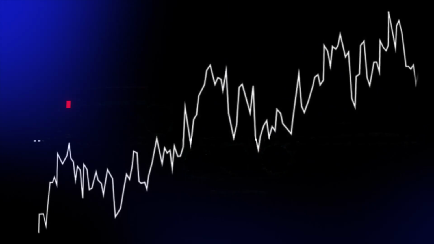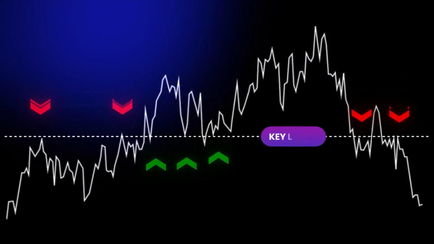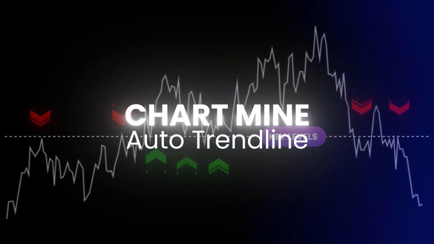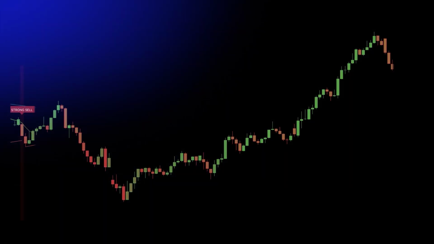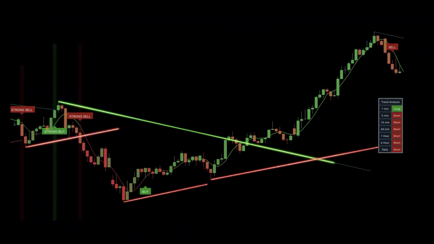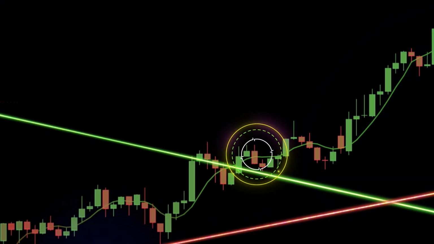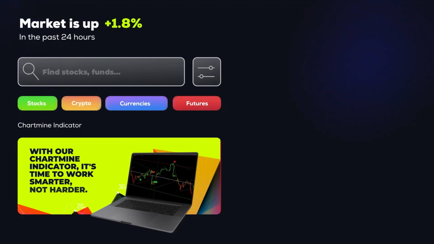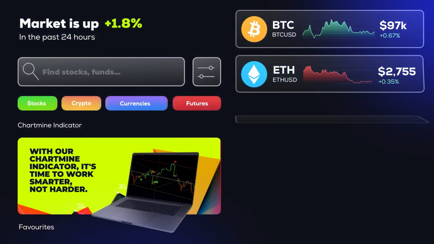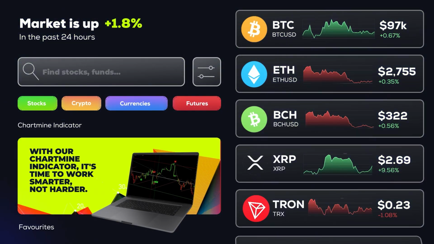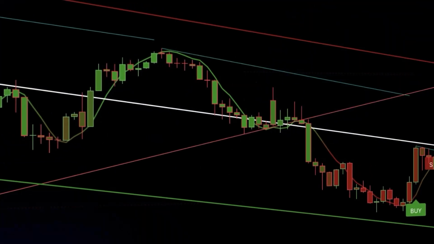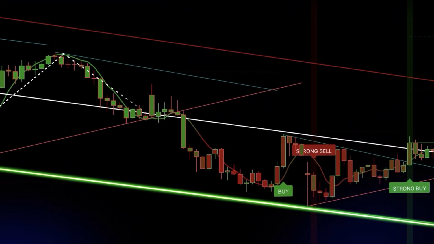When it comes to trading, identifying trends and key price levels is crucial. That's where the ChartMine Auto Trend Lines feature comes in. This powerful tool automatically plots trend lines, helping you spot market direction with ease. Whether you trade stocks, forex, crypto, or indices, this tool simplifies your strategy by providing clear support, resistance, and breakout signals. Support zones indicate strong buying interest, where price tends to bounce.